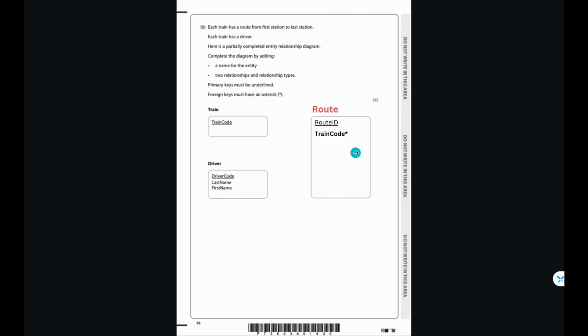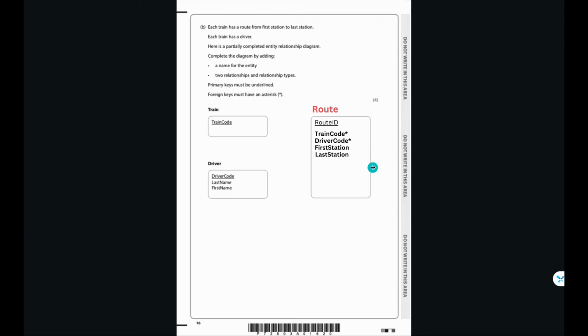And obviously each route, if the train has the route, then the train has the driver as well. So that means the driver code will also be here. I give asterisks because I take the primary key of another table, right? And for this table, this is a foreign key. Then they also mentioned that each train has a route from first name to last name. So that means the route has a first station and a last station, and there will be a name for the first station and the last station.